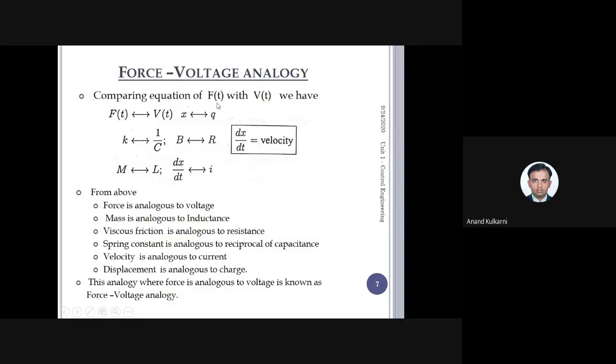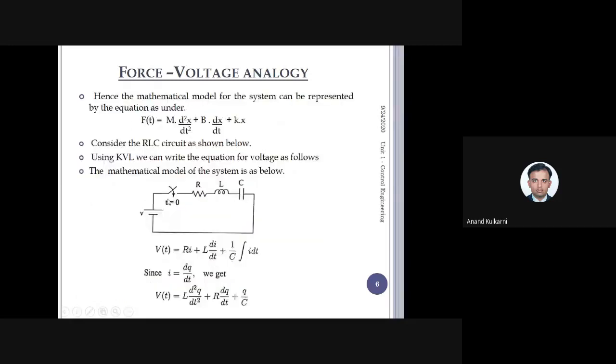Compare equations for force with that of V. We have force is analogous to voltage, x is analogous to q, K is analogous to 1 by C, B is analogous to R, and M is analogous to L, and dq by dt is nothing but the current. This is nothing but the velocity. So this analogy, where force is analogous to voltage, is called the force voltage analogy.